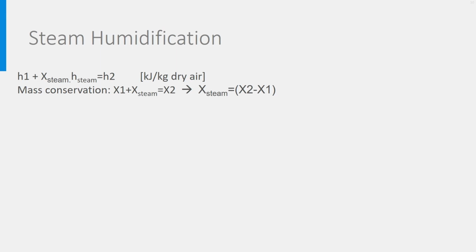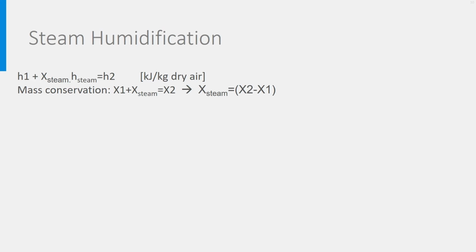Similar to adiabatic humidification, the enthalpy at point 1, the original state, plus the enthalpy of the steam equals the enthalpy at point 2, the final state. And the total mass of water vapor after humidification, X2, is the sum of the original mass and the added steam. So X2 is X1 plus X steam.